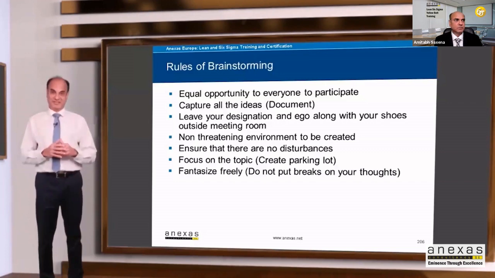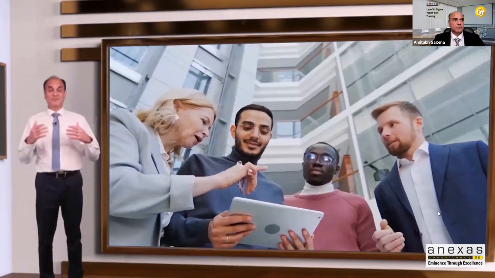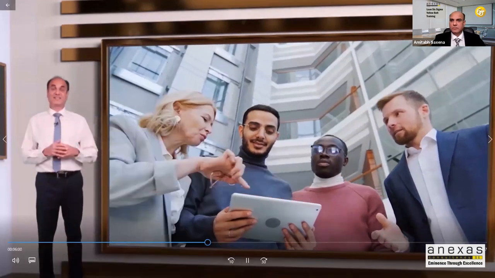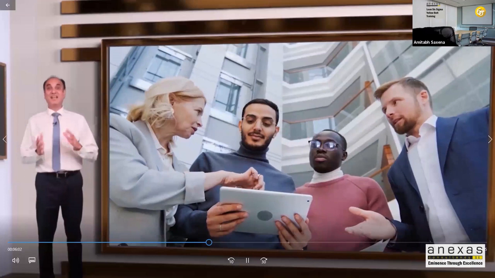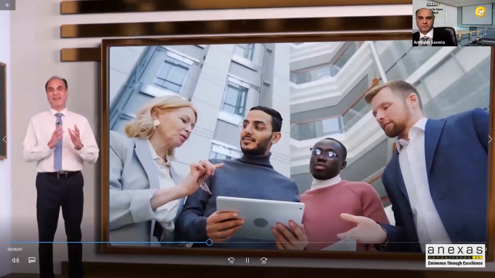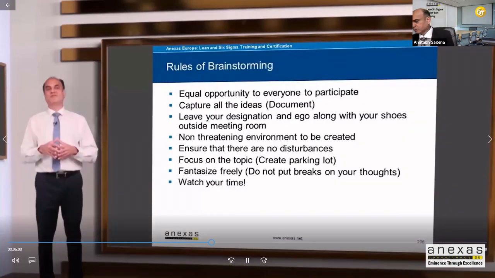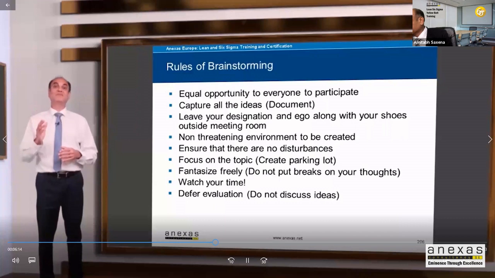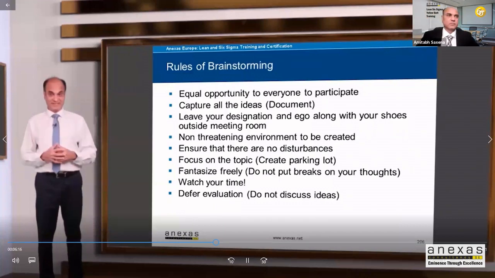We should not put brakes on our thoughts. So you can give some out-of-the-box ideas, you can give some wild ideas, and if people are giving you wild ideas, they should be encouraged. If you give a specific duration for brainstorming, we should try to complete the brainstorming within the time duration, and defer evaluation. Now, this is one of the rules which is often violated.